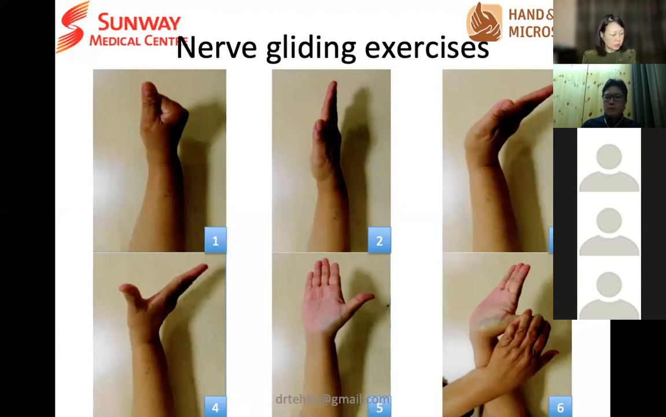So basically, steroid injection is mainly for those type of patients. But if you are in your 50s or 60s and you have had this for more than six months, you have tried conservative treatment like therapy and splints and it fails, then most likely you will need surgery.